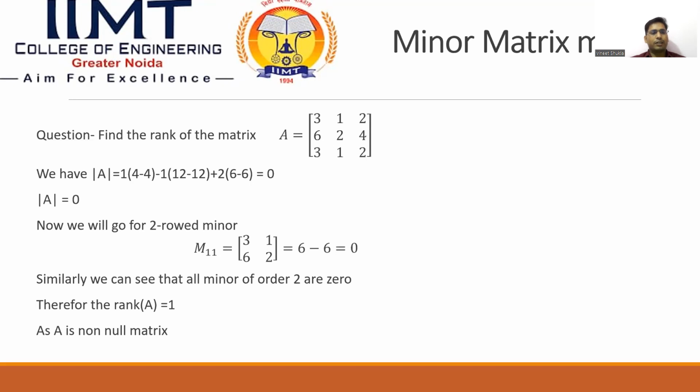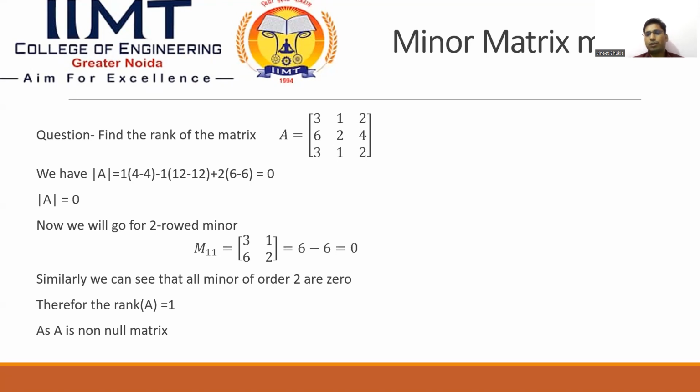So, we have an example question: find the rank of a matrix by the minor matrix method, that is A equals to 3 1 2 in the first row, 6 2 4 in the second row, and 3 1 2 in the third row. Then the minor of order 3 cross 3, that is determinant of A, equals 0. Hence we can say that the minor of order 3 is 0.